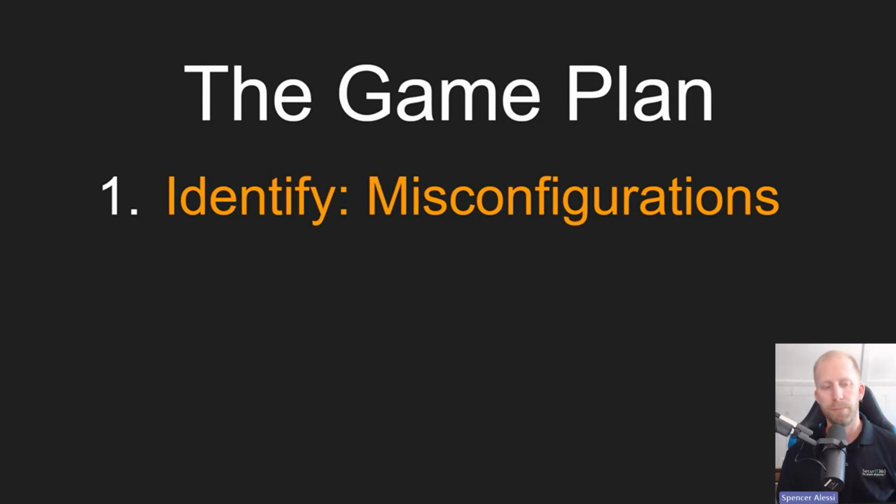So the game plan. Like I said, this is the framework for setting the stage for the controls and the hardening aspects of this webinar. So step number one is identify misconfigurations. Time and time again, we go into pen tests or recurring pen tests and we see the same findings, the same issues.